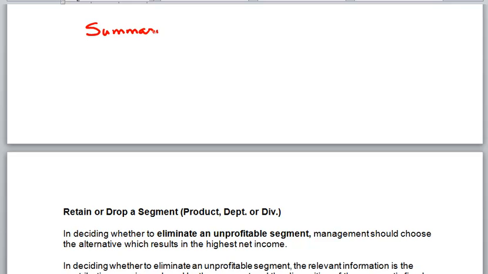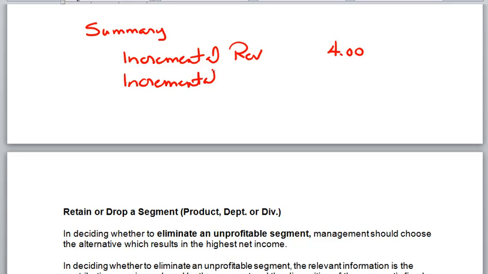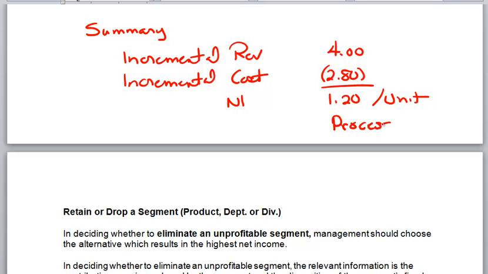So in summary, what I'm trying to say here is that the incremental revenue, which was $4, covered the change in processing cost, which is $2.80, giving us new net income of $1.20 per unit. So since our incremental revenue covered the change in incremental cost, we should process further.